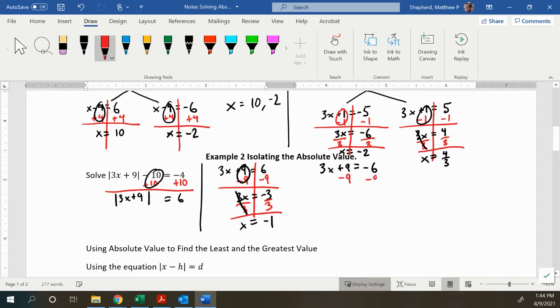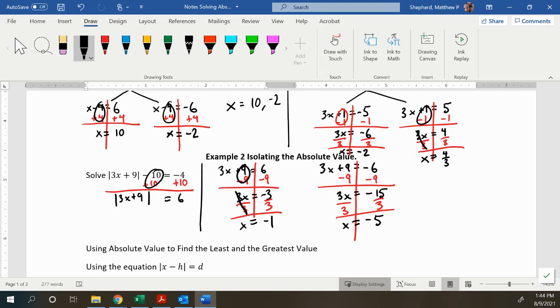And it repeats. Basically, it's going to be the exact same work on both sides. You'll get a slightly different answer because one was negative and one was positive. But the work is going to look pretty much the same. Divide by 3, and we will get x is equal to a negative 5. So there's my two solutions.